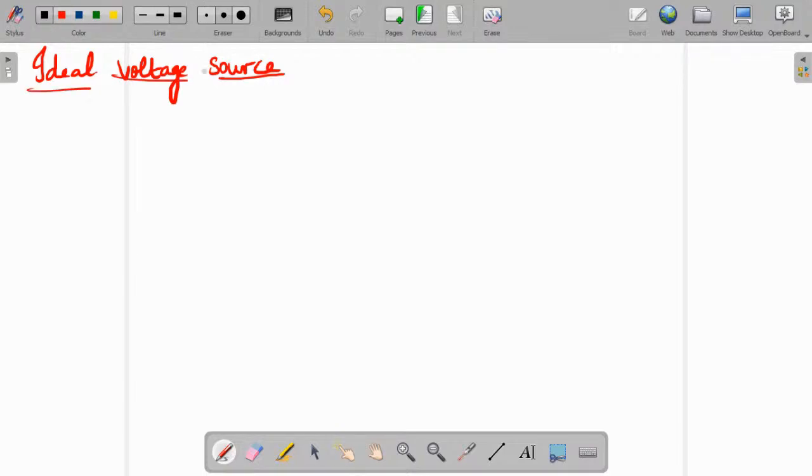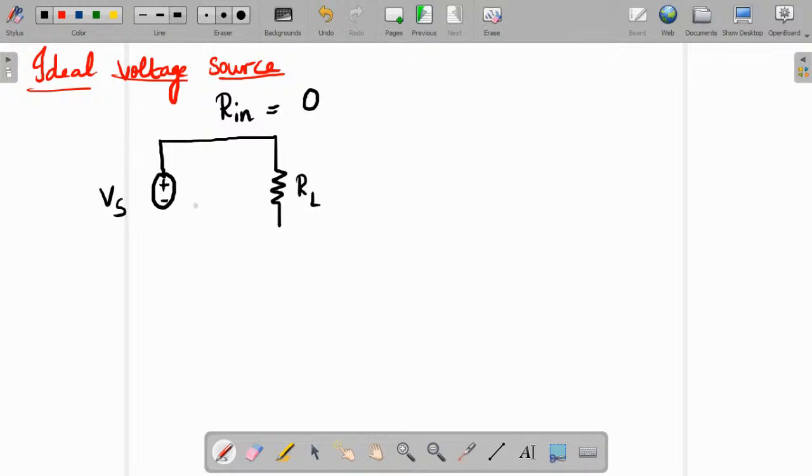Okay, so ideal voltage source, here we have internal resistance of the ideal voltage source is 0. Internal resistance of ideal voltage source is equal to 0. If we see the figure, this is the voltage source connected to a load resistor. Let a current of IS flow here.